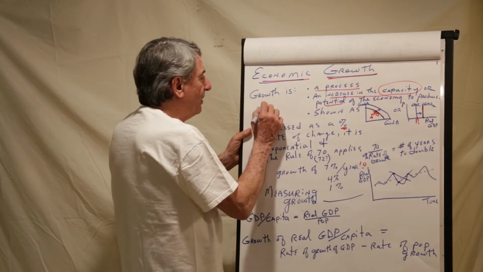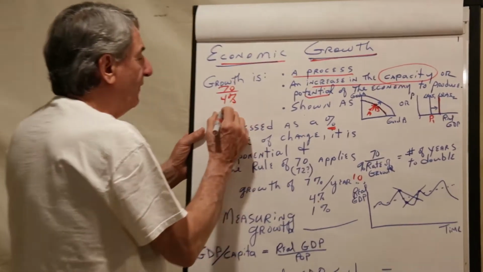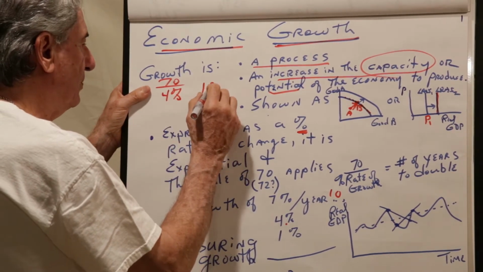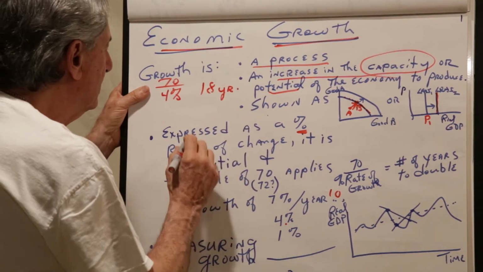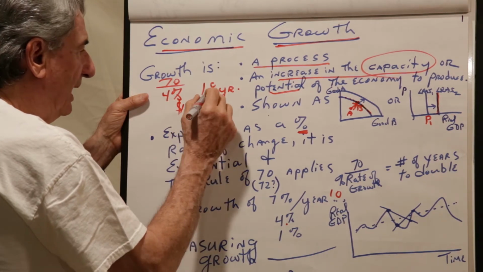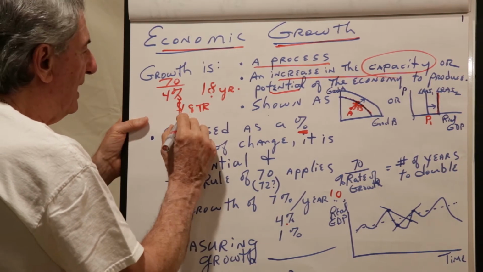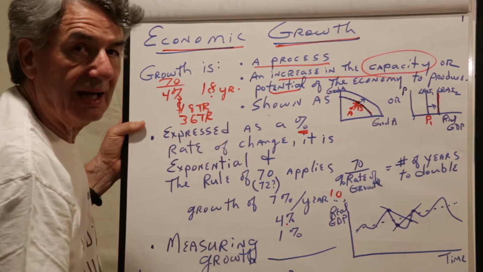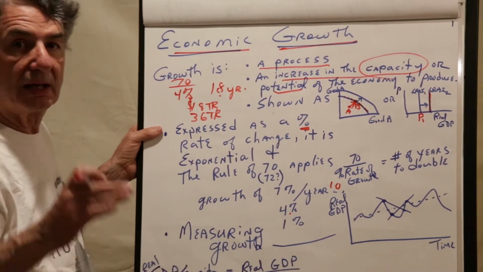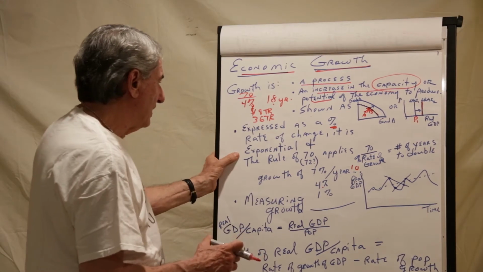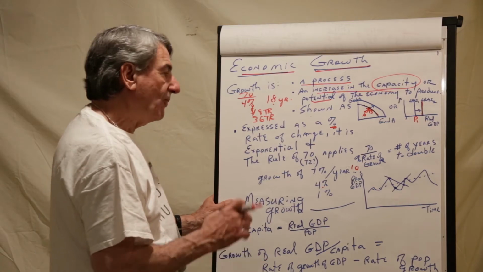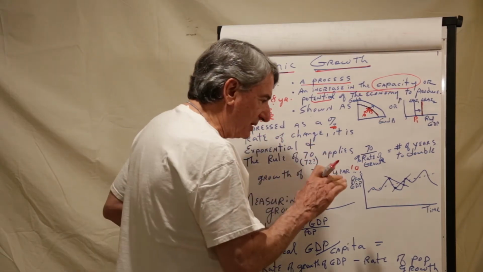If we can grow at 4% per year, 70 divided by 4 means that we can double in 18 years, 18 point something years. Well, if our current GDP is 18 trillion, in 18 years, if that's the correct number, then we could have a $36 trillion GDP, and $36 trillion is enough to buy us out of a good bit of those promises and reduce the impact of them. Anyway, it's a rate of change, it's exponential, the rule of 70 applies, and how we measure growth is a very big deal.